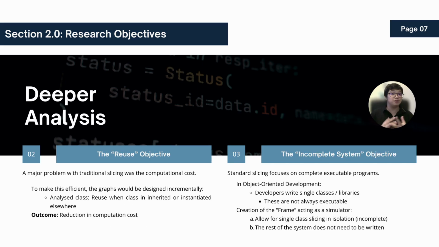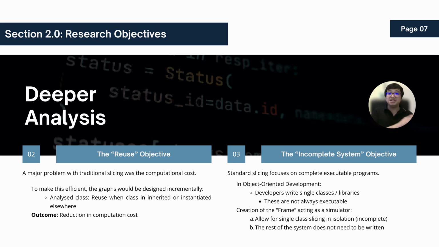Let's take a look at the reuse objective first. One of the biggest issues with slicing is the computational cost. To fix this, the authors designed the graphs to be incremental. The idea is simple. You analyze a class once to build its CLDG, save that graph, and then reuse it whenever that class is inherited or instantiated elsewhere. This avoids the need to recompute the analysis every time.